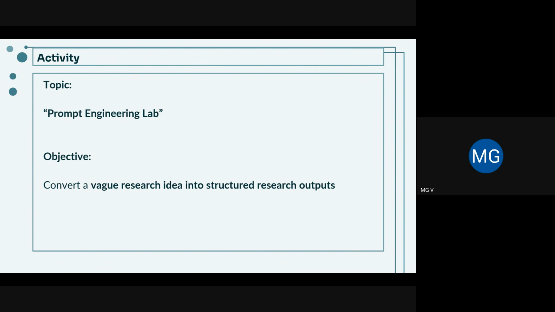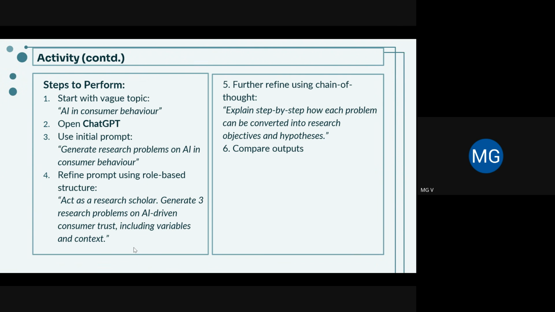That is, we need to convert a vague research idea into structured research outputs. We all have ideas coming across, but how do we convert them into structured research output? For this, you can start with your vague topic, such as AI in consumer behavior. See, it is very, very vast, both the terms AI as well as consumer behavior. But this is the vague idea you have. So please focus on this.